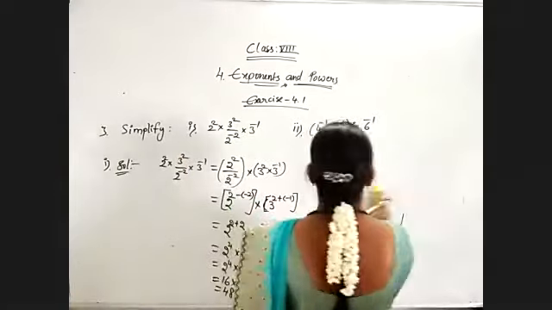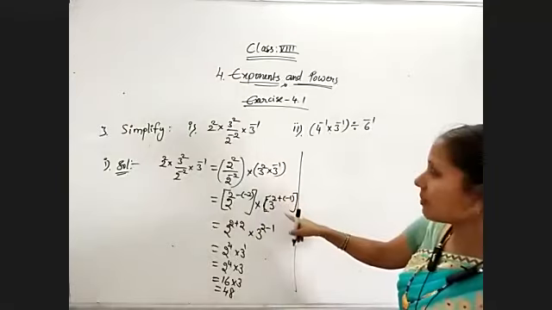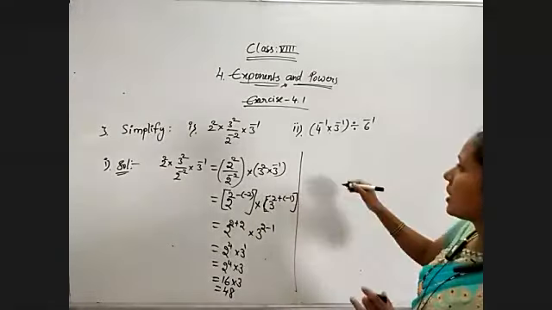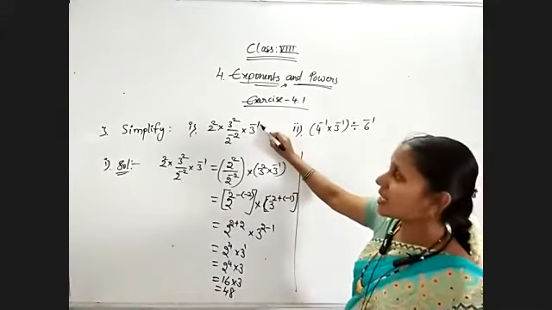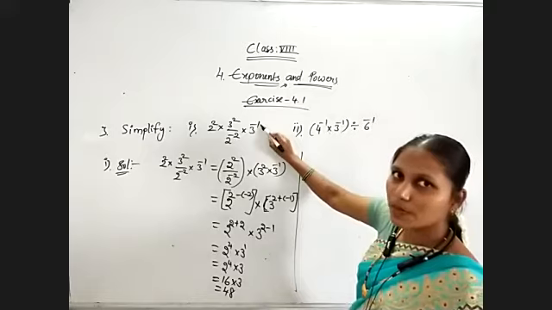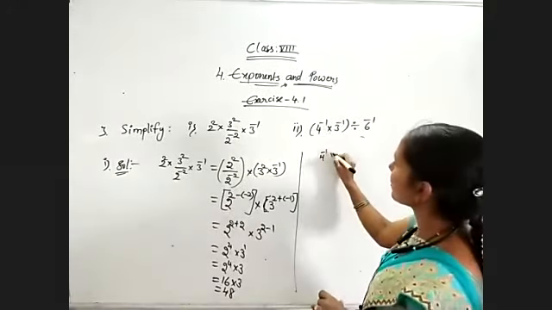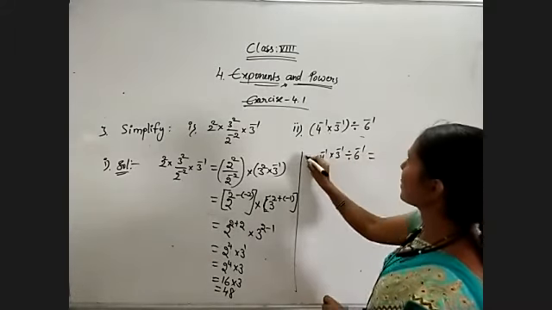And coming to the second problem. Here we have used the a power m into a power n formula and the a power m by a power n formula. In another way also we can use the a power minus n formula, and in that way also we can simplify. Now coming to this one, 4 power minus 1 into 3 power minus 1 divided by 6 to the power of minus 1.